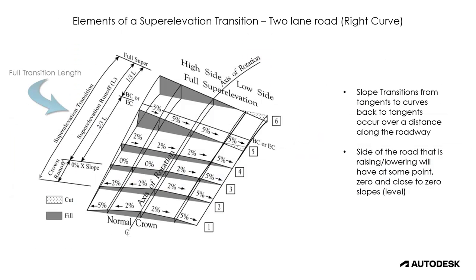The transition from a tangent section to a fully superelevated section on a curve takes place over a distance where one side of the pavement begins to raise in elevation, passing through a 0% slope where the pavement will be flat, continuing on to raise to a fully superelevated section.